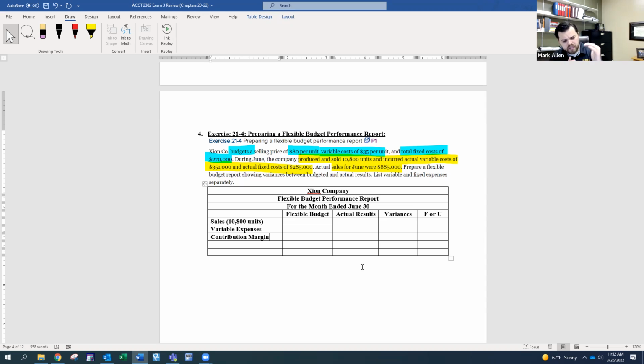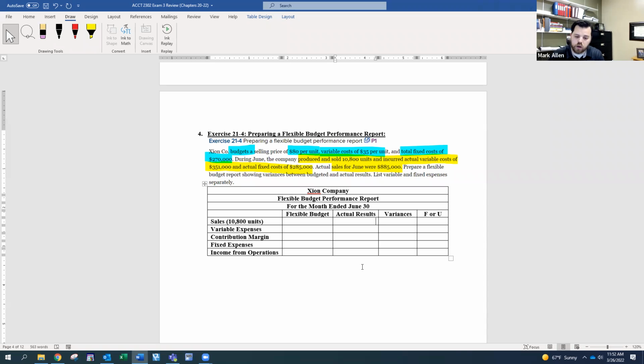And so we're going to go ahead and take sales minus variable expenses and contribution margin. And so in this case, once we've done that, we now need to take out our fixed expenses, and that will give us income from operations. Income from operations. And now it's just a matter of pulling in our information.